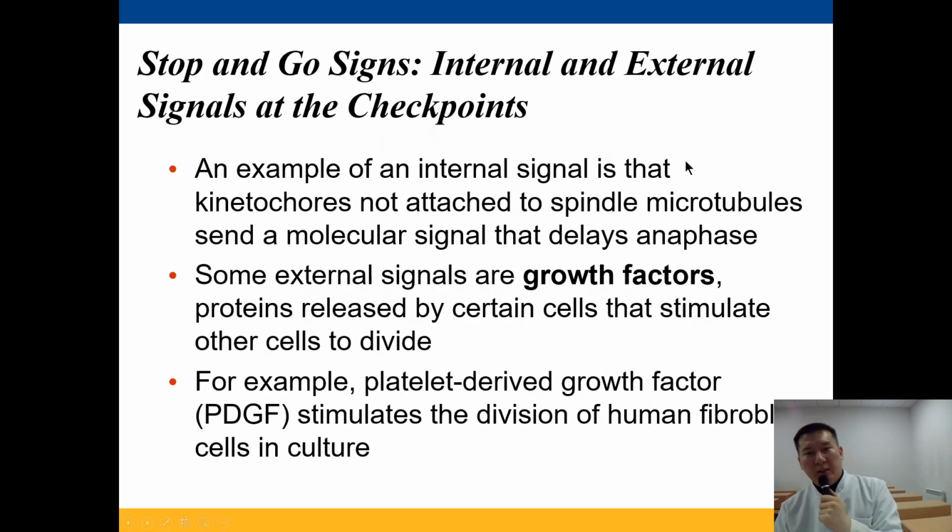Stop and go signs: internal and external signals at the checkpoints. An example of an internal signal is that kinetochores not attached to spindle microtubules send a molecular signal that delays anaphase. Some external signals are growth factors, proteins released by certain cells that stimulate other cells to divide. For example, platelet-derived growth factor, PDGF for short, stimulates the division of human fibroblast cells in culture.